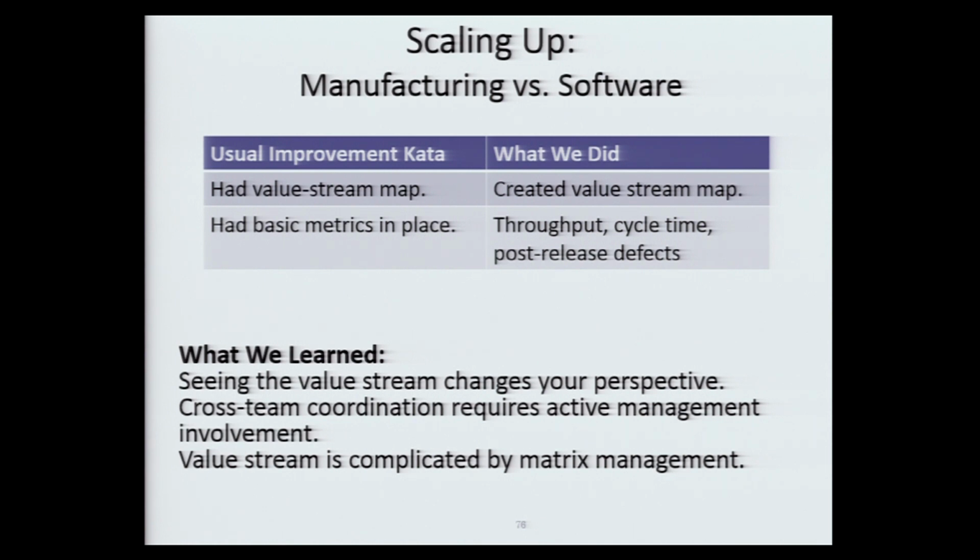Yeah, the manufacturing, I think this is easier if you have a value stream map and stuff in place, as far as I can tell. The matrix management that's used a lot in the software groups does make it harder to see anybody in charge of the value stream. That probably was one of the more complicated difficulties.